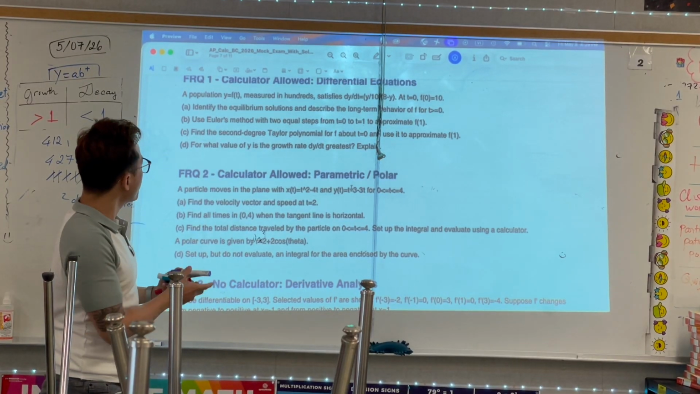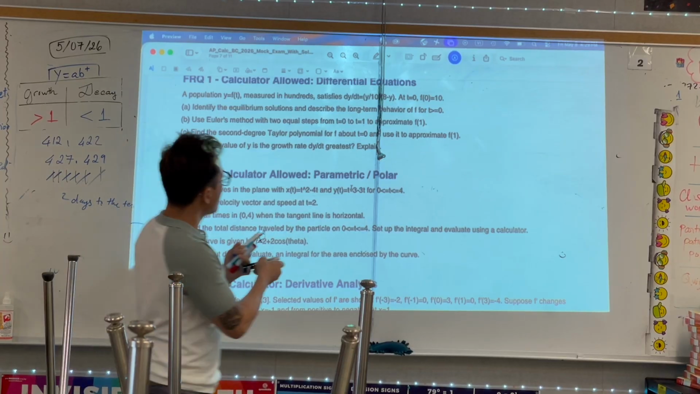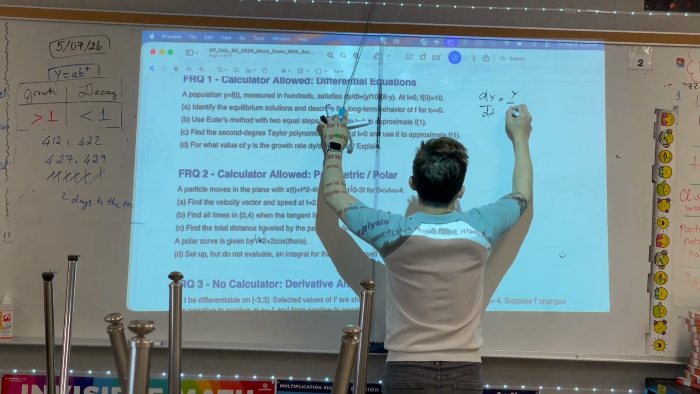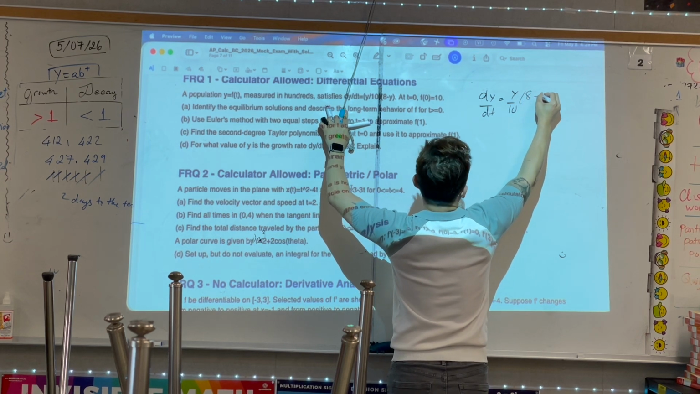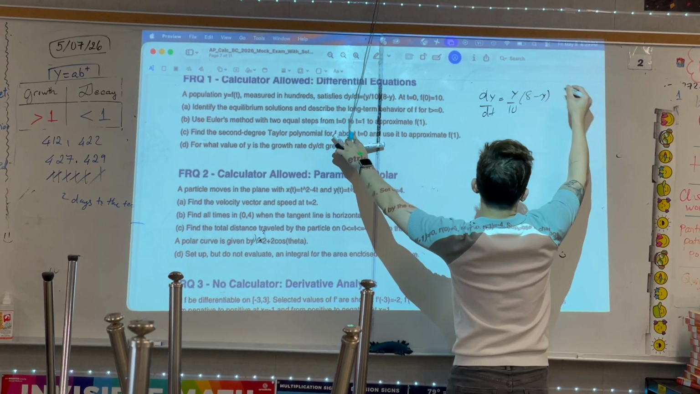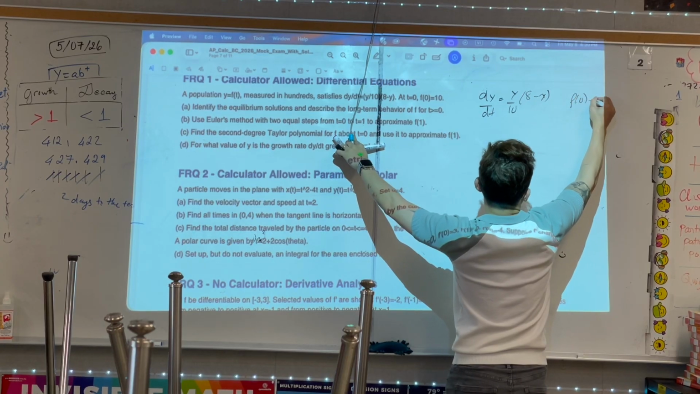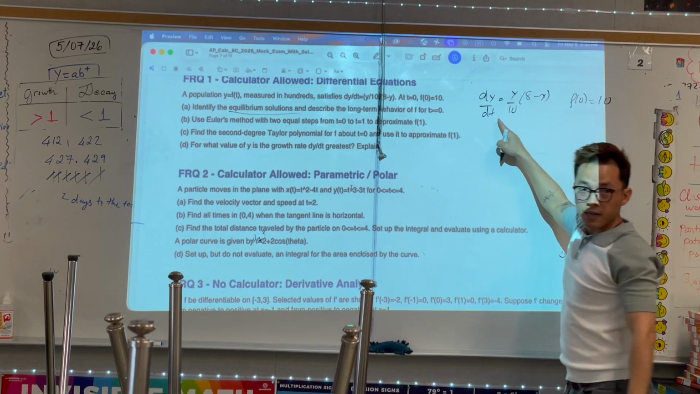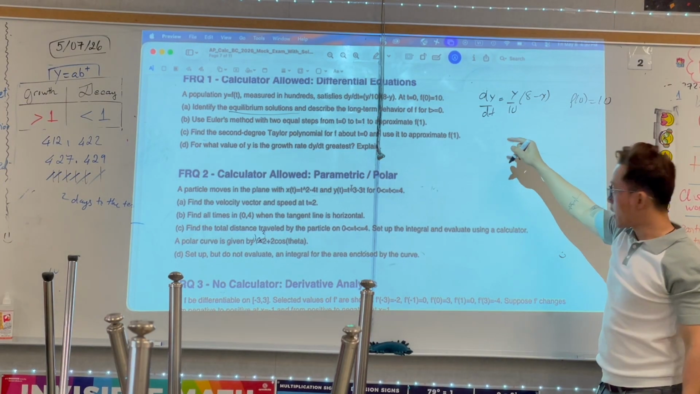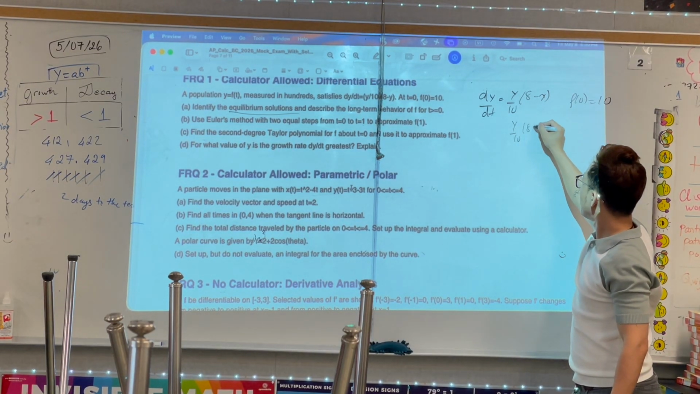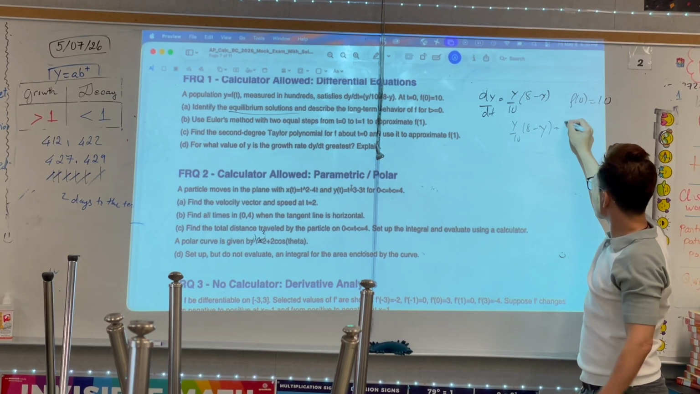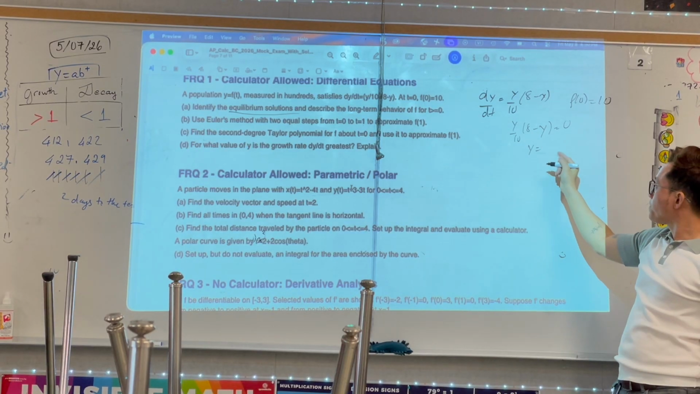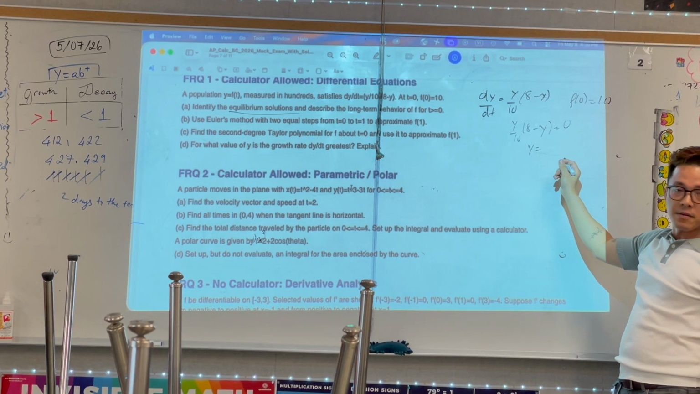Alright, the population: you have dy over dt equal to y over 10 times 8 minus y, similar to the one on the MCQ we did earlier. f of 0 equals 10. The equilibrium solution is when dy over dt equals 0. That's the free point for you. So set it equal to 0, that means y equals, solve this.